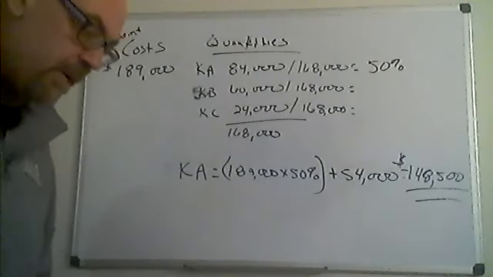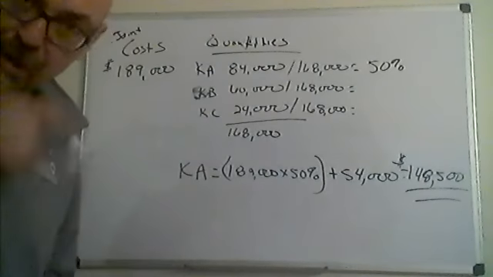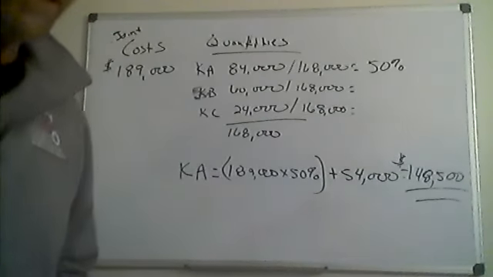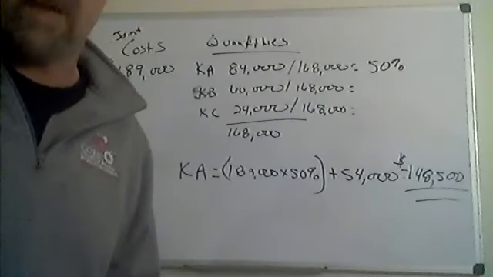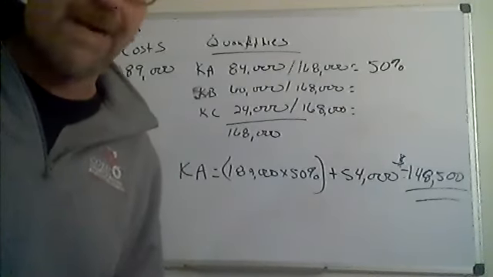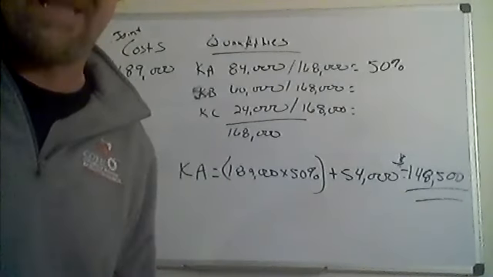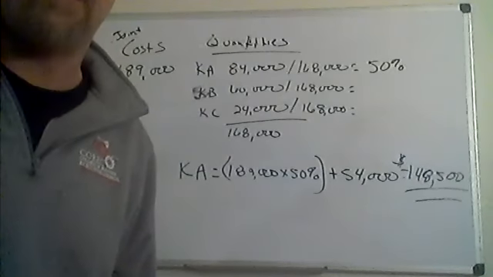And just a little note here: should they process Ka further? Well, their sales value if processed further is 330,000, and the sales value at split off was 240,000. So they're going to increase their revenue by 90,000. The additional costs are only 54,000. That is a net increase in income. So the answer to that is yes, you should process further.